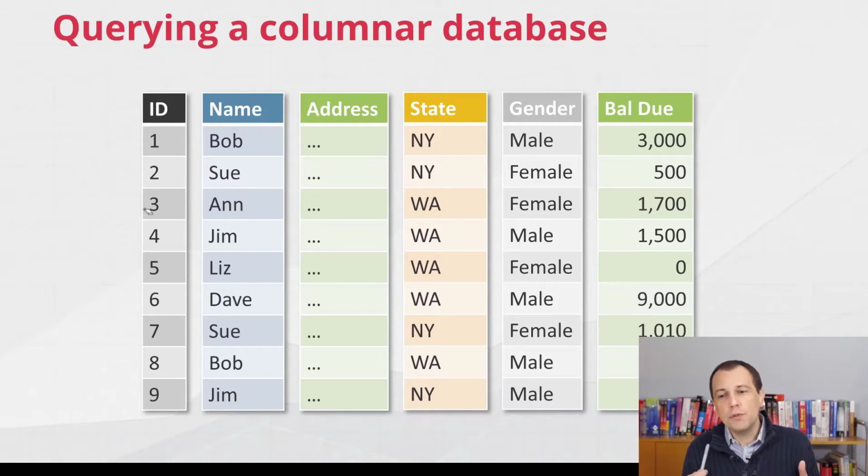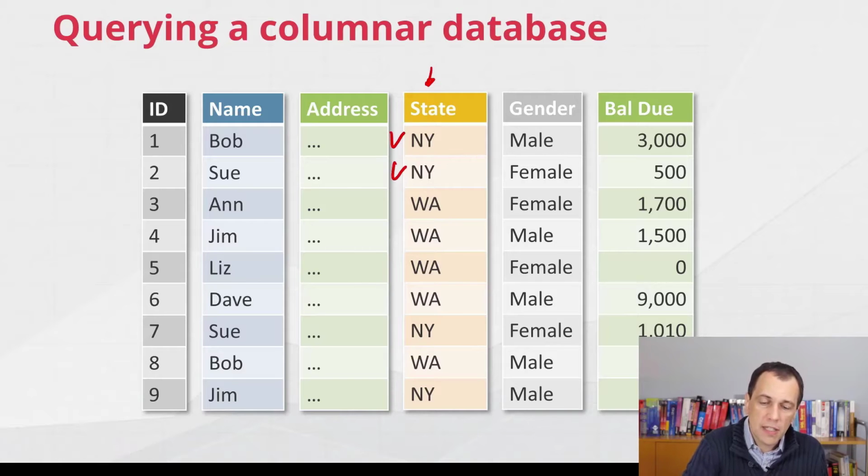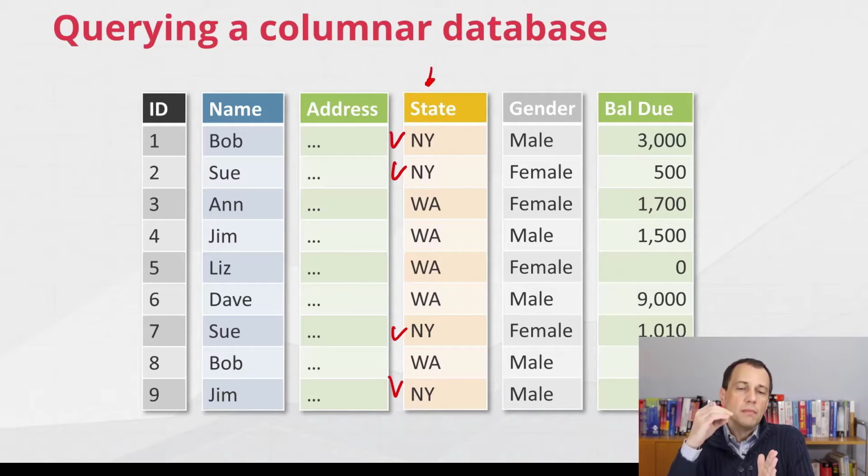But what if I want to filter, for example, one state, and I want to aggregate the data for just one state? Well, if I want to filter New York, NY, I can scan only one column, state, and I can mark those rows that satisfy the condition that I want. Imagine if we have markers that identify the position of the rows that include the data that I want to filter.